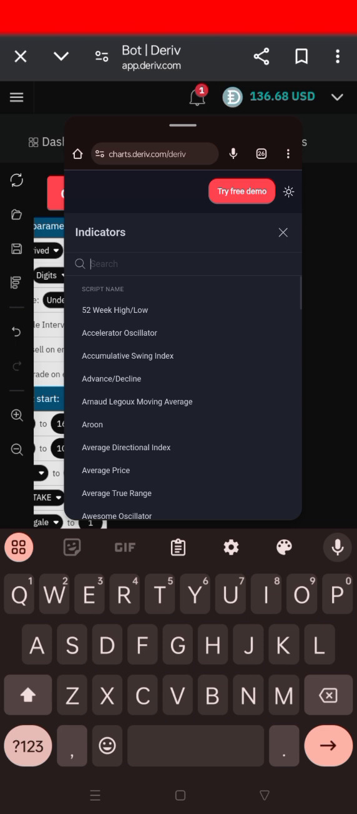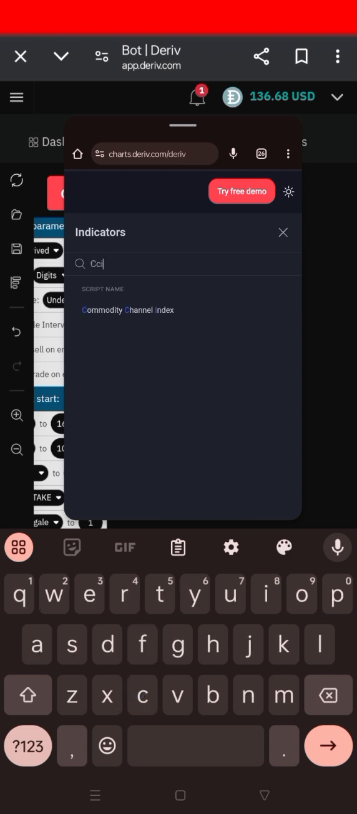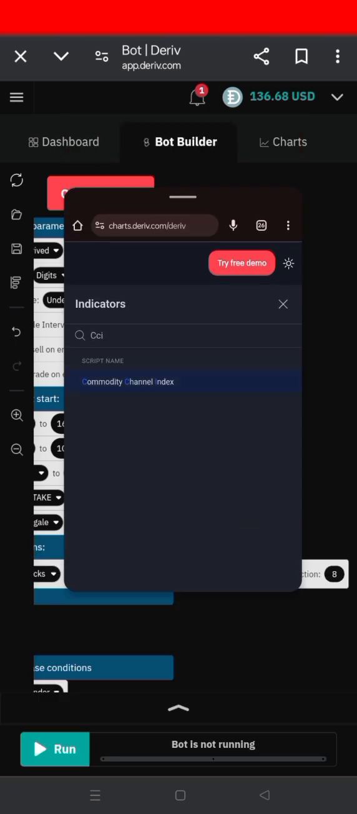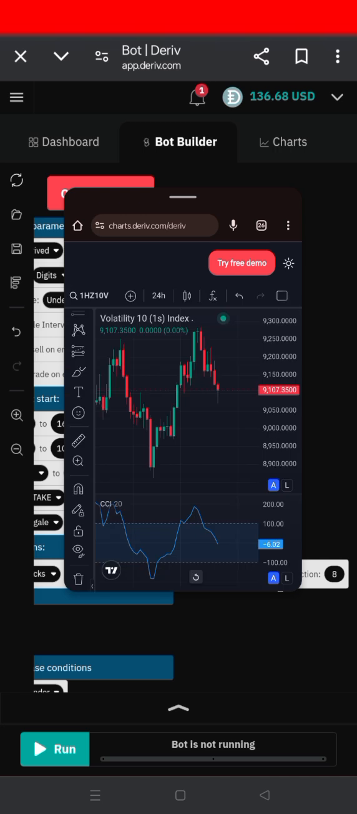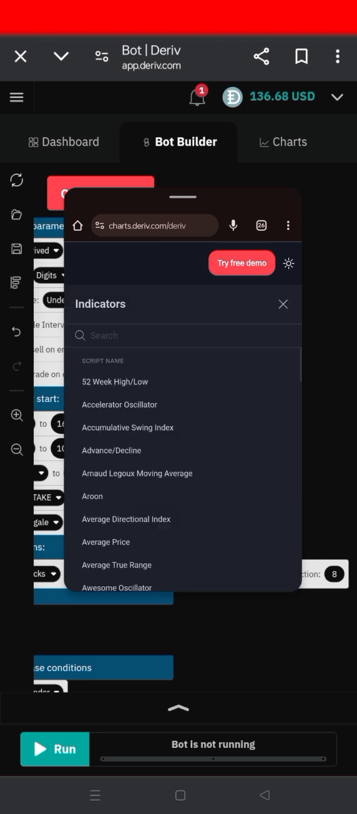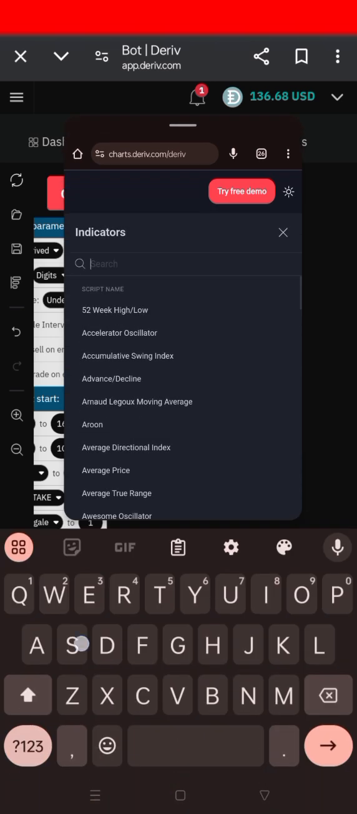The first indicator is the CCI, which is the Commodity Channel Index. When you go to your indicators tab, just type CCI. This CCI measures the deviation of the current price from its average price over a specific period of time, and it normally helps to identify either the oversold or the overbought areas, and those are the areas where you get the signals.